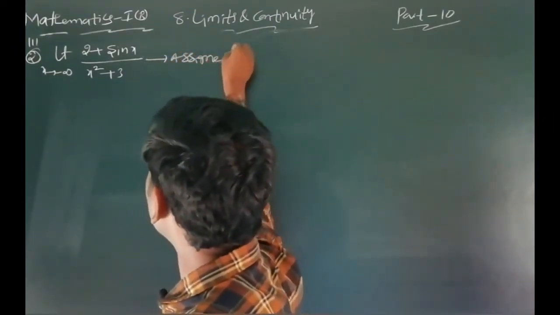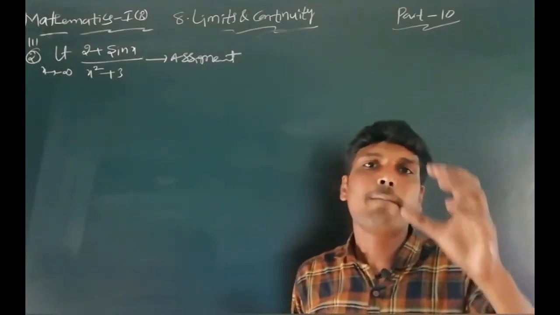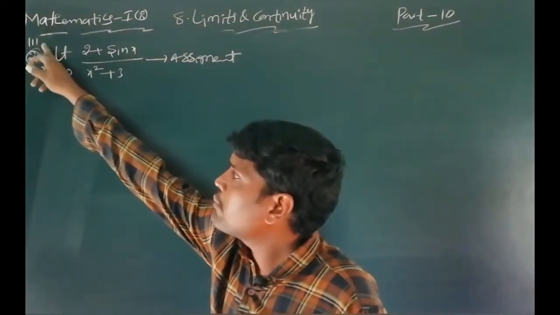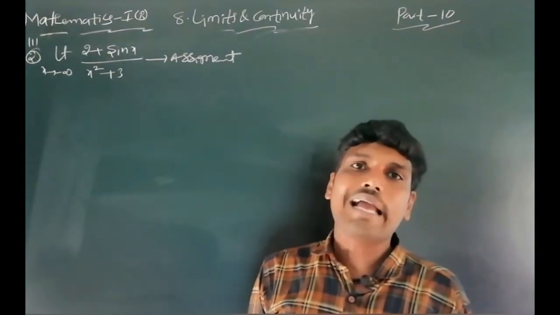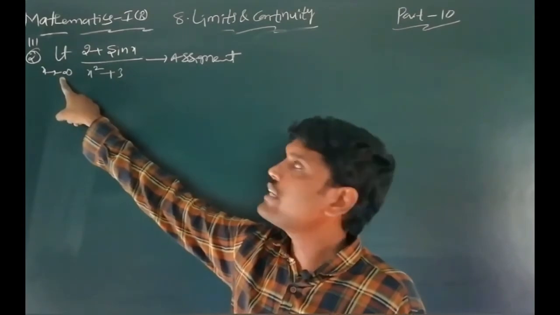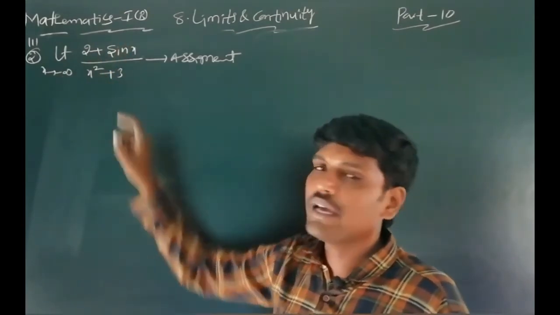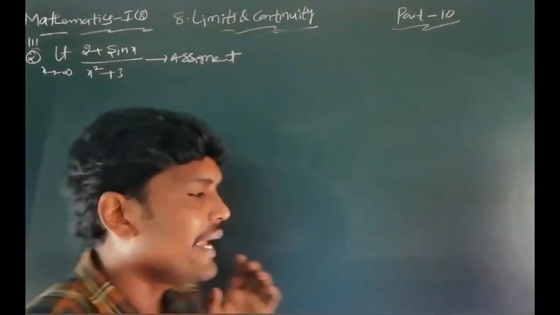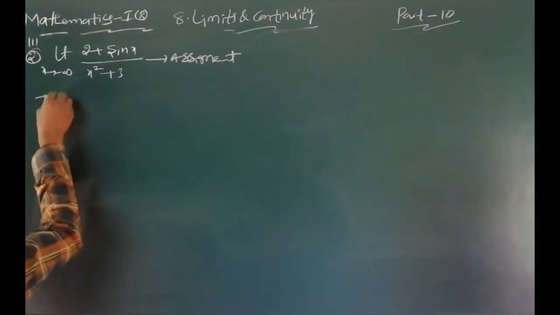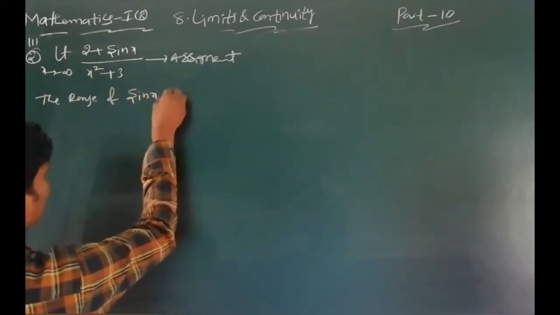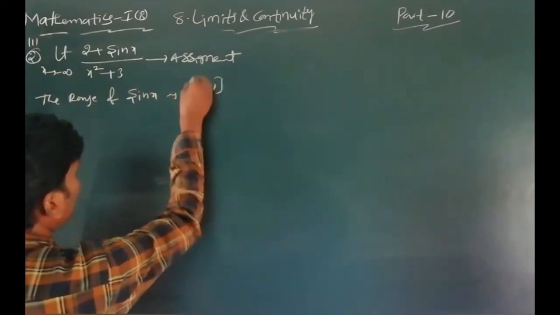Do this problem in the same model as the previous problem. Okay, read the problem. This one is Roman number 3, question number 2, exercise 8D: limit x tends to minus infinity of (2 plus sin x) by (x square plus 3). I already explained the range of sin x. The range of sin x is minus 1 comma 1.